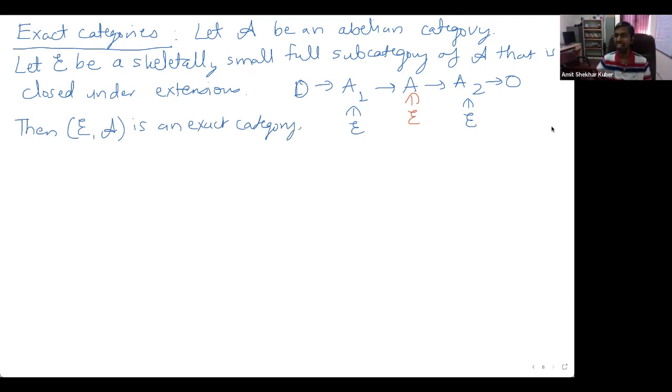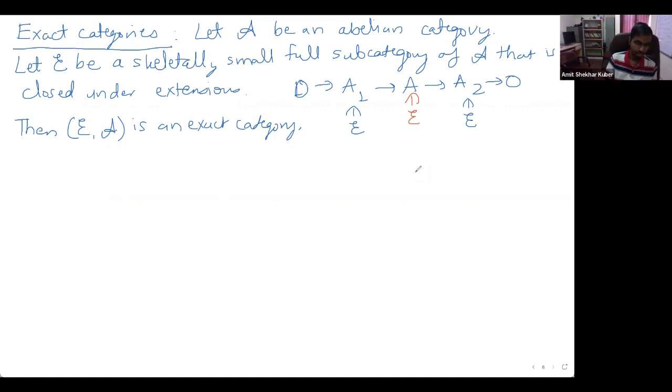So exact category, for now, we are going to define it with respect to an embedding inside an abelian category. There are other definitions. You define it to be an additive category with a specified set of exact sequences, but we are not going to follow that for now. So this is an exact category.